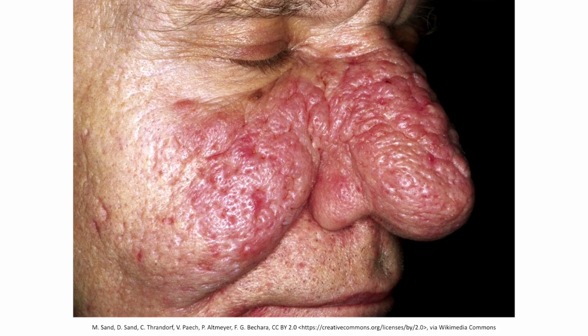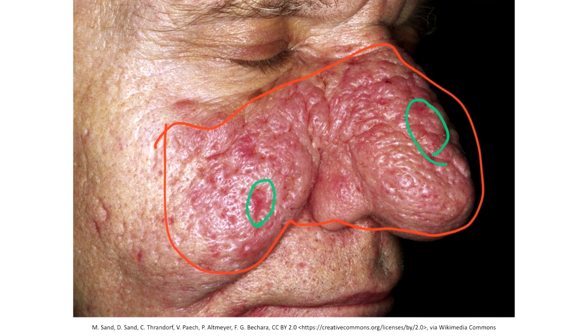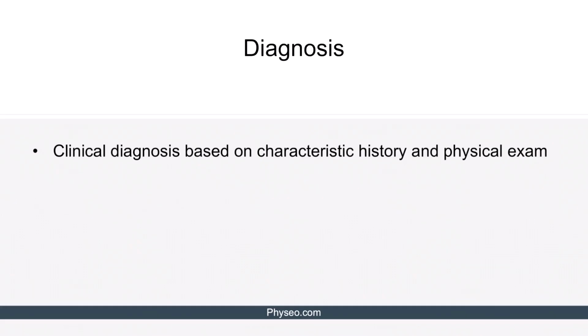Here we see an example of rhinophyma, which is an example of phymatous rosacea, one of the possible manifestations of rosacea. Notice that the skin has become thickened and disfigured, particularly over the nose. There are also small dilated vessels. Rosacea is a clinical diagnosis that's made based on the history and physical exam findings that we just outlined.